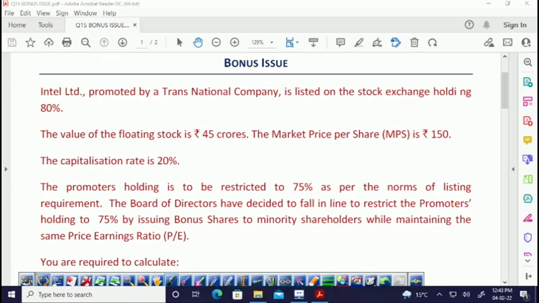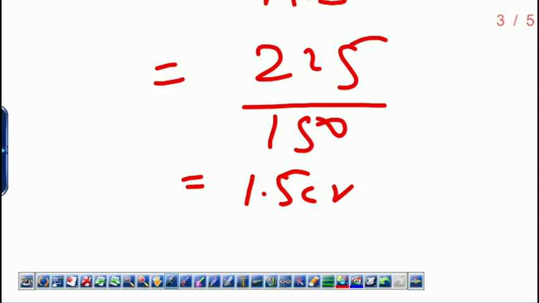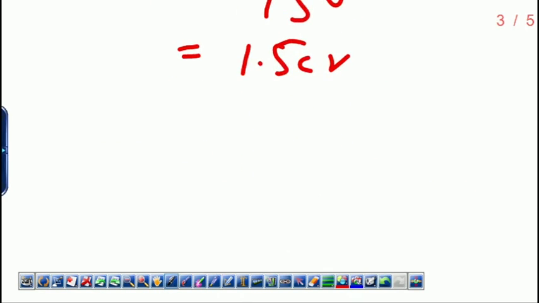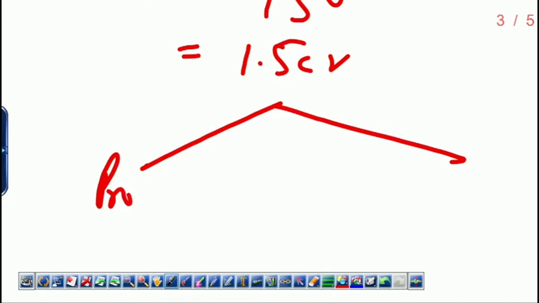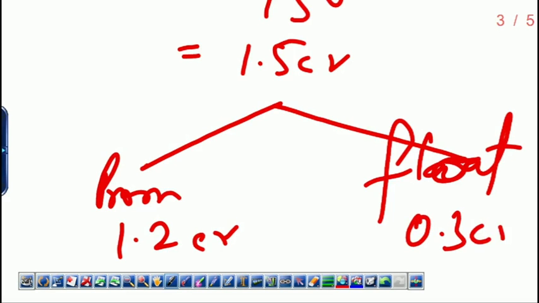I'm just checking. Market price was 150. Yeah, 1.5 crore shares. So out of the 1.5 crore shares, held by promoters 1.2 crore, held by floating, as in minority and all, floating 0.3 crore. Perfect. We are perfectly set for the question.